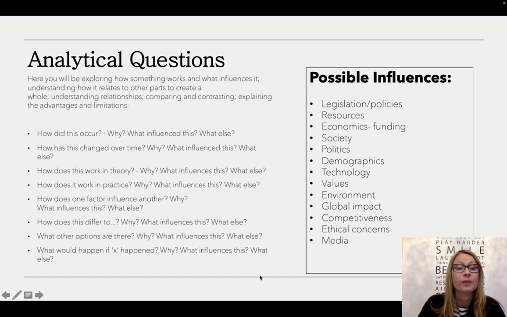Now what you'll see here is a range of questions that you may address, whatever's obviously appropriate. So we look at that first one, how did this occur? And what's really important here is these extension questions. We're talking about the why, what influenced this, and what else. So it's really important to think about when you say, how does something occur? The next question would be, okay, well, why did it occur? Were there things that influenced it?